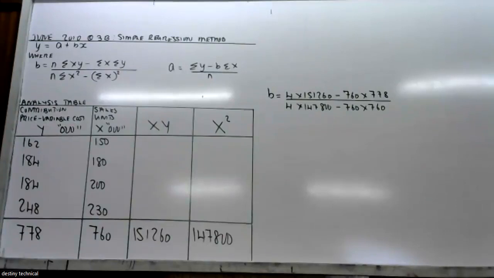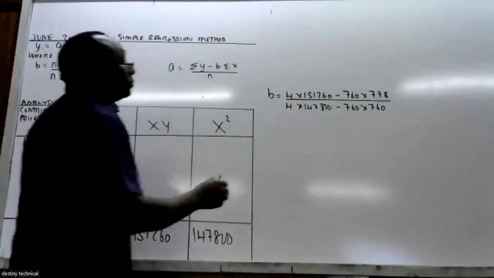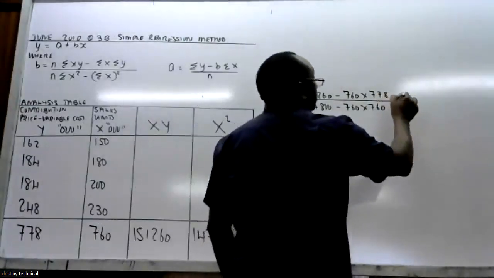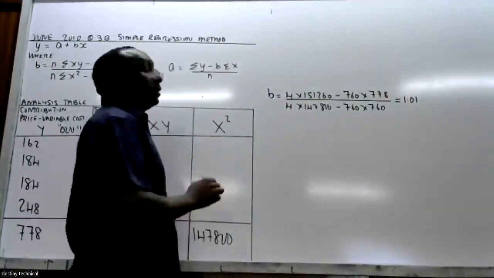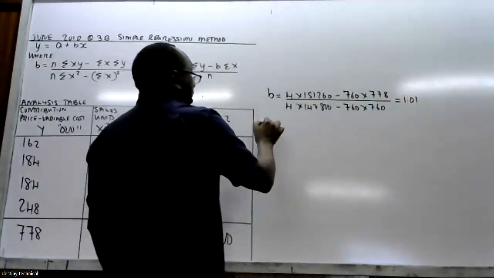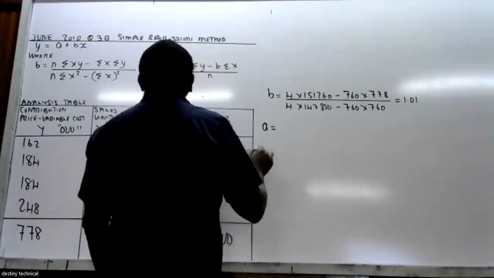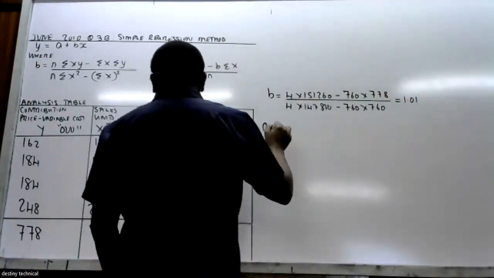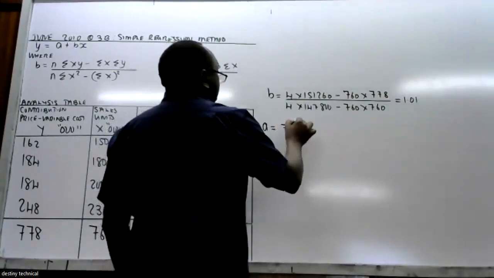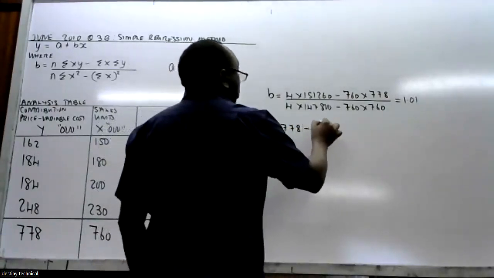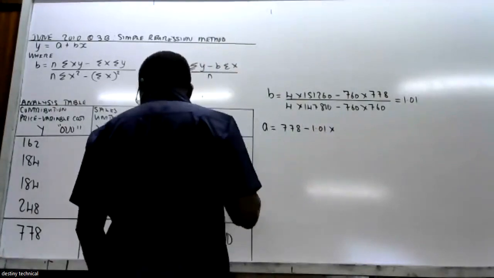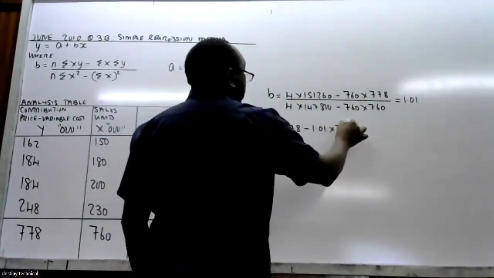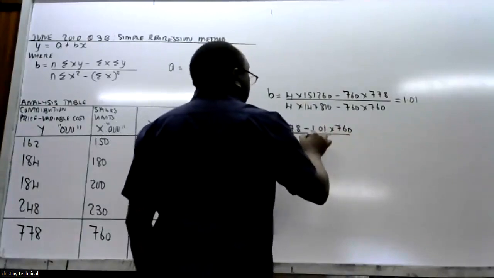1.01. So then A is sum of Y. Sum of Y is 778, minus 1.01 times sum of x, which is 760, divided by 4.